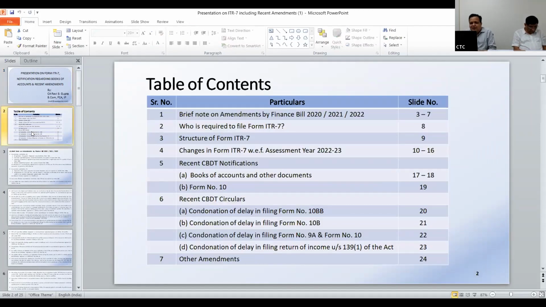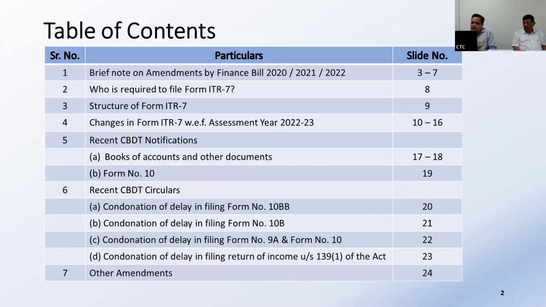So my syllabus today is running from point numbers 1 to 7, beginning with a brief note on amendments by the Finance Bill 2020, 21 and 22, as I said. Then who is required to file form number ITR 7, structure of form ITR 7, changes in form ITR 7 with effect from assessment year 22-23. Then recent CBDT notifications, books of accounts and other documents. Then one more notification recently on Form 10, whereby we have received a new Form 10 incorporating the changes in the Finance Act 20 and 21 and 22, basically 22.